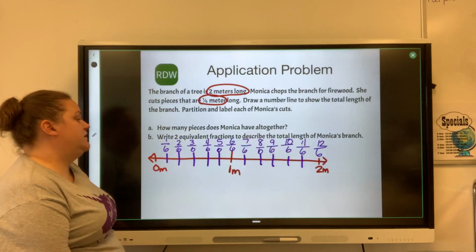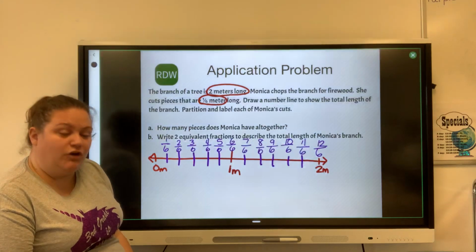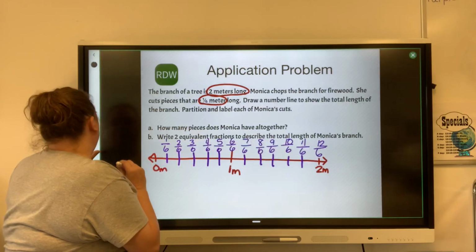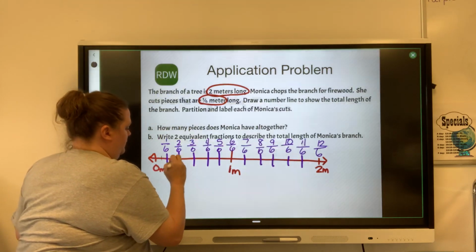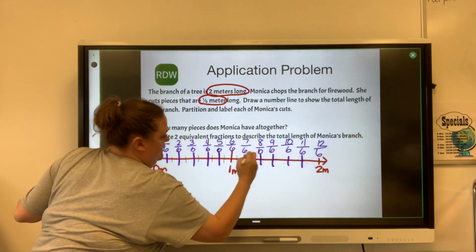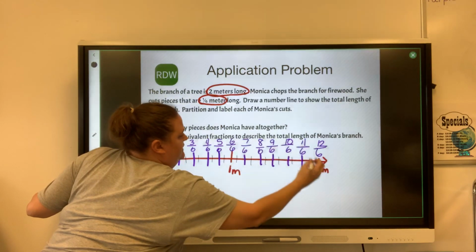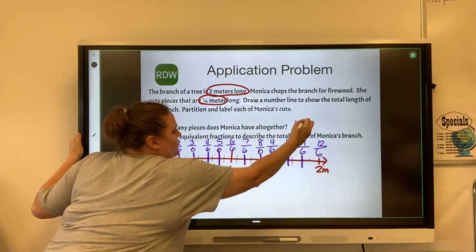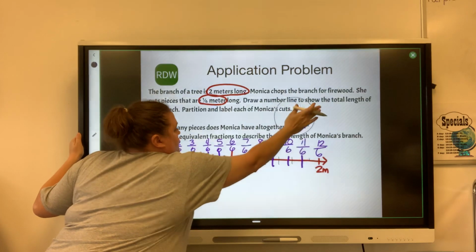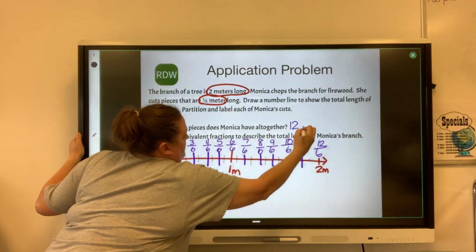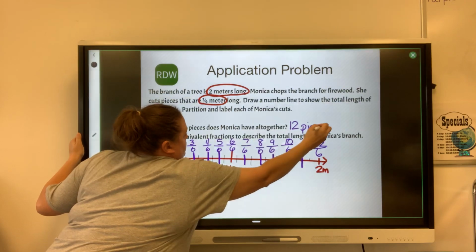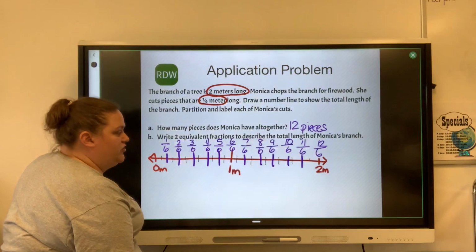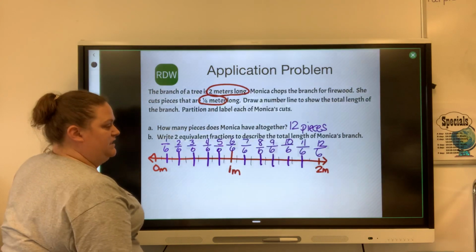Whew. So, how many pieces does Monica have altogether? That's our first question. So we're going to count our pieces. I'm going to do a little line on each one so you know. 1, 2, 3, 4, 5, 6, 7, 8, 9, 10, 11, 12 pieces. You might have already figured that out. She has 12. And pieces is right in my question, so make sure you go back into the question. 12 pieces. Write 2 equivalent fractions to describe the length of Monica's branch.